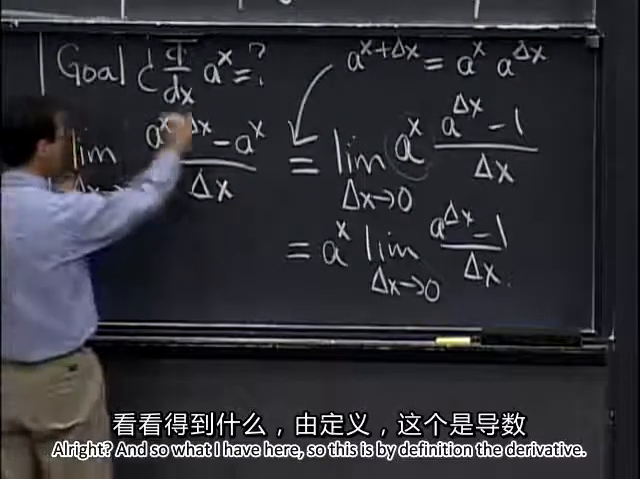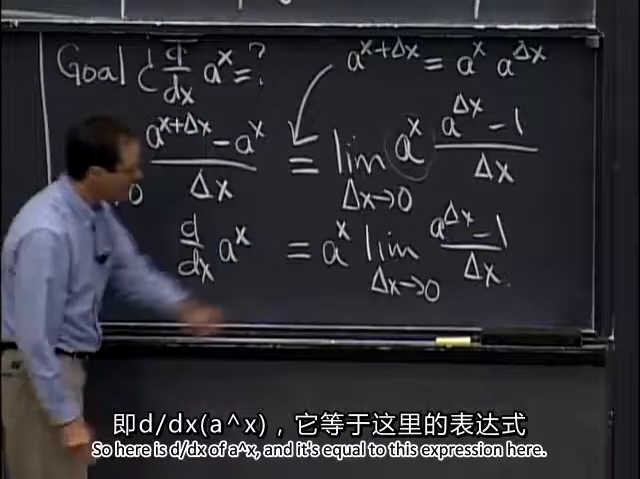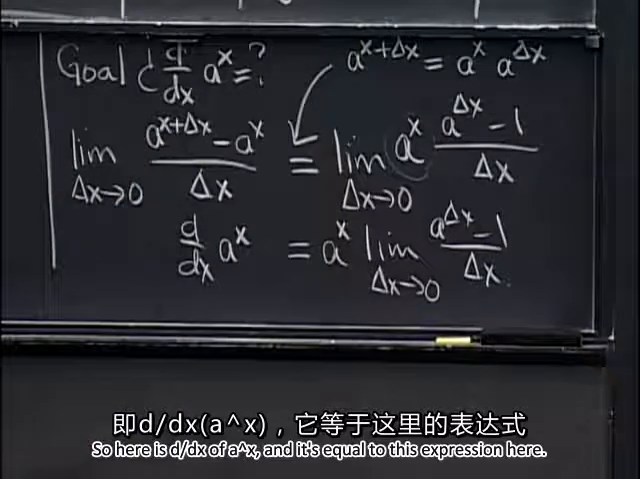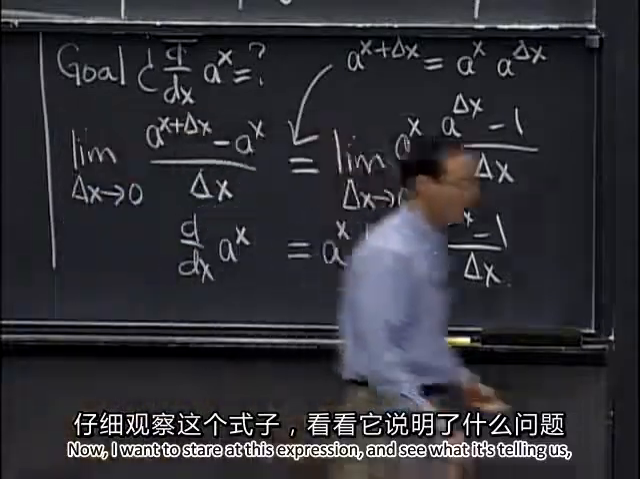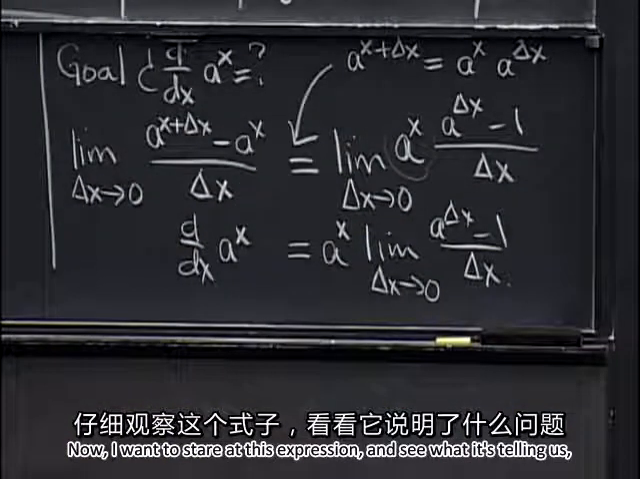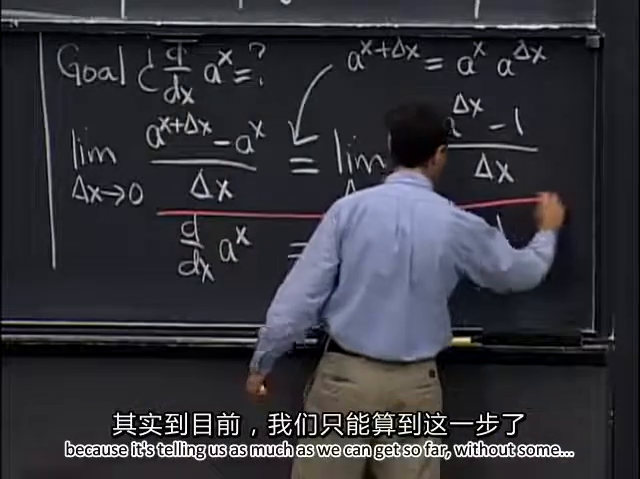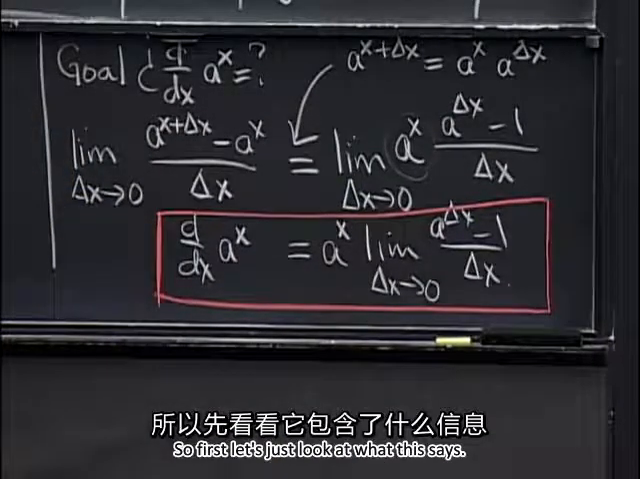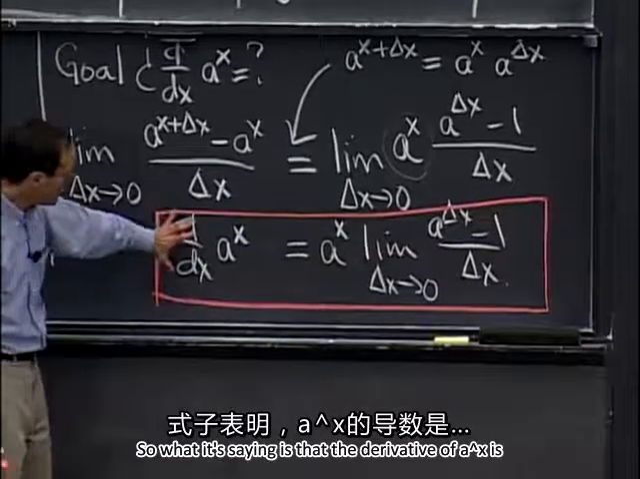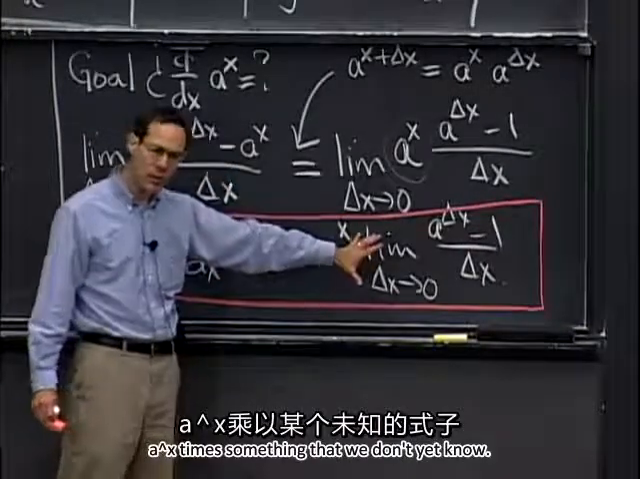And so what I have here, this was by definition the derivative. So here's d by dx of a to the x, and it's equal to this expression here. Now, I want to stare at this expression and see what it's telling us, because it's telling us as much as we can get so far. So first, let's just look at what this says. What it's saying is that the derivative of a to the x is a to the x times something that we don't yet know.